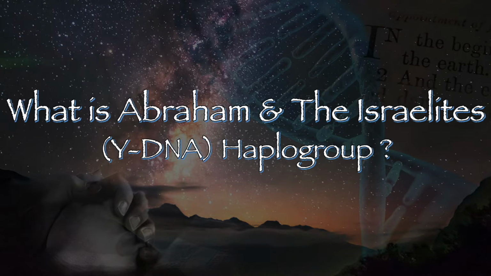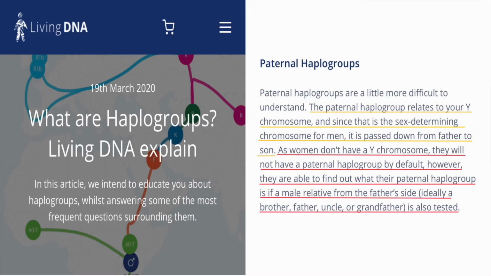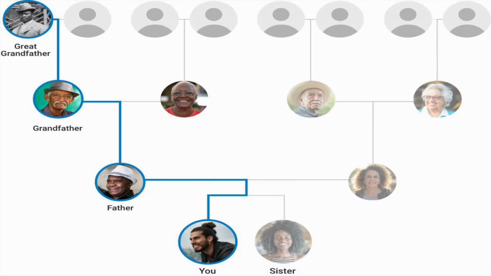What will be their haplogroup? With that being said, what is a Y DNA haplogroup? A Y chromosome is passed down from father to son. According to livingdna.com, titled What Are Haplogroups? It reads, the paternal haplogroup relates to your Y chromosome. And since that is a sex-determining chromosome for men, it is passed down from father to son. This is the perfect tool to use when trying to determine paternal lineages. Therefore, if we're looking for the Y DNA of Abraham and his descendants, we have to use haplogroups.